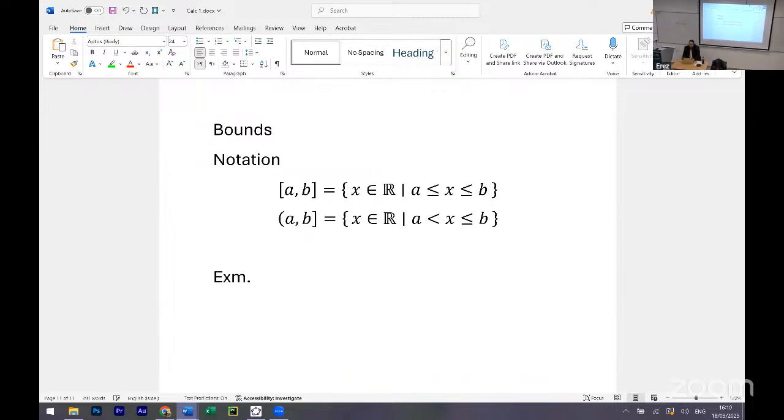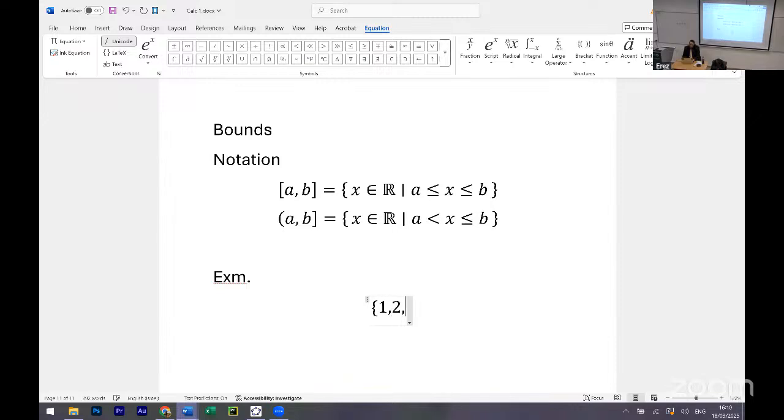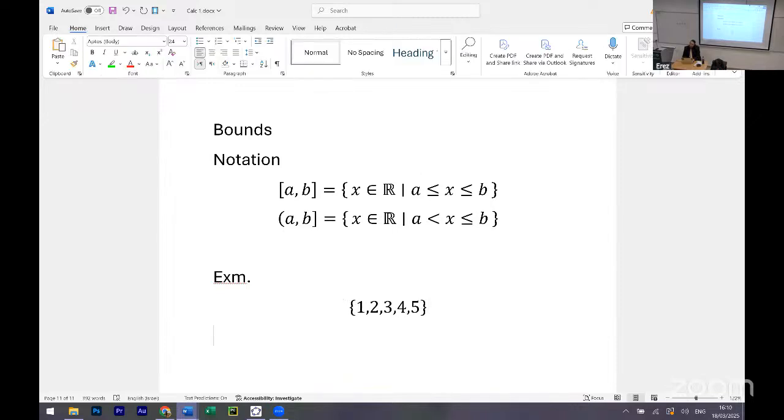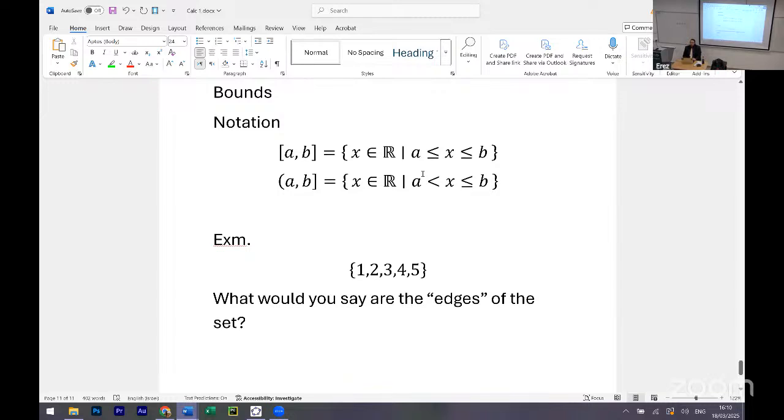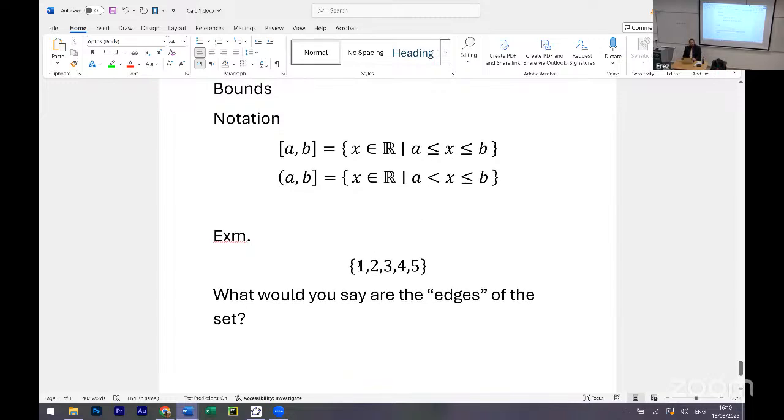So, example: if I look at the set 1, 2, 3, 4, 5, what would you say are the edges of the set? It's not a mathematical definition. The mathematical definitions will be supremum and infimum, but for argument's sake, what would you say are the edges of the set of the numbers 1, 2, 3, 4, 5? Yeah, 1 and 5. It's not a trick question. 1 and 5.